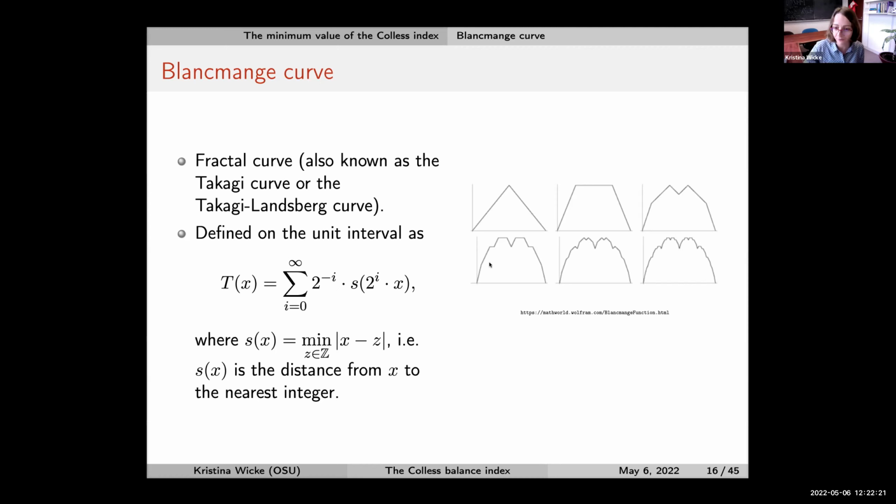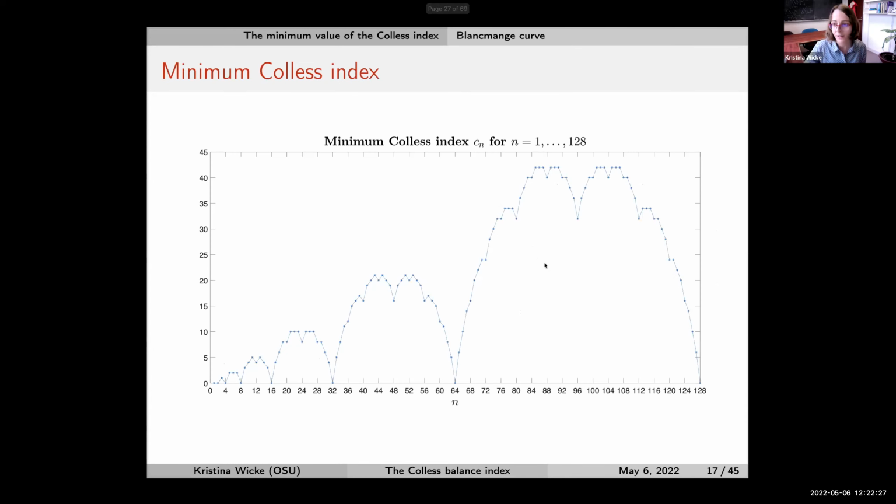Okay, so if you now try to remember these shapes, I'll go back to the Colless index figure. And so what we see here is that these shapes occur in our figure. So here we have the triangle, then we have this thing that goes up, then the 2 top peaks, and so forth.